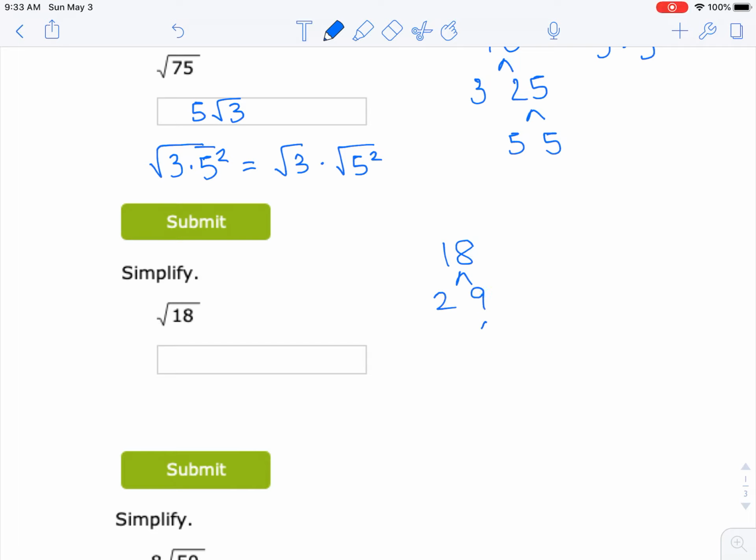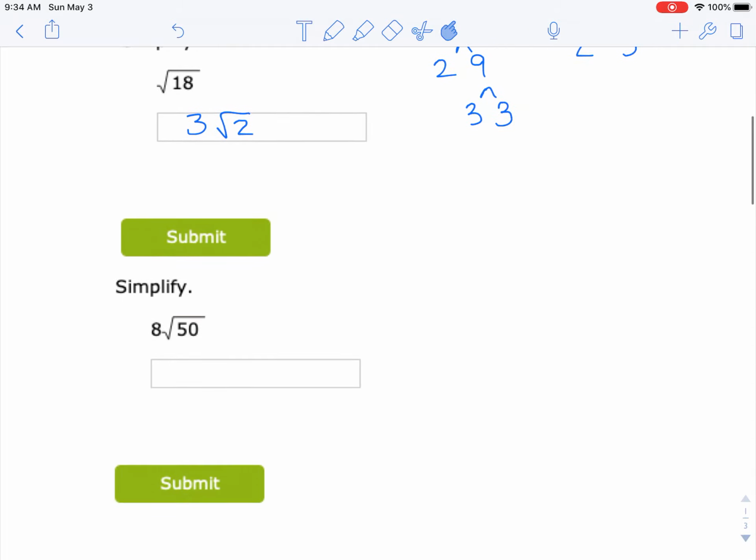18 is 2 times 9. 9 is 3 times 3. So this is 2 times 3 squared. The square root of that is the square root of 2 times the square root of 3 squared. So this would be 3 root 2.